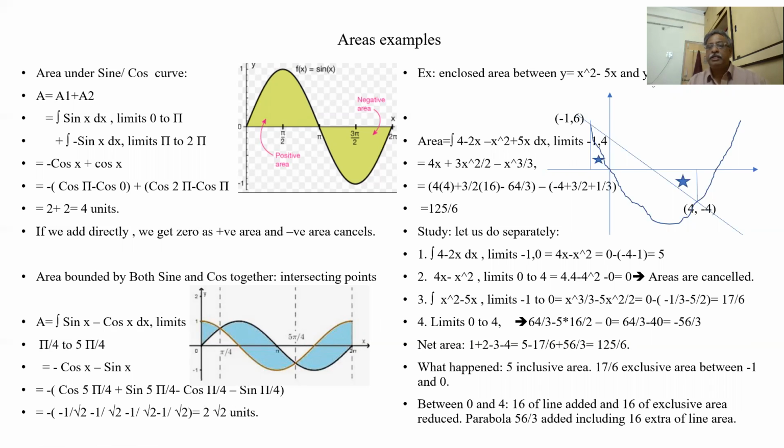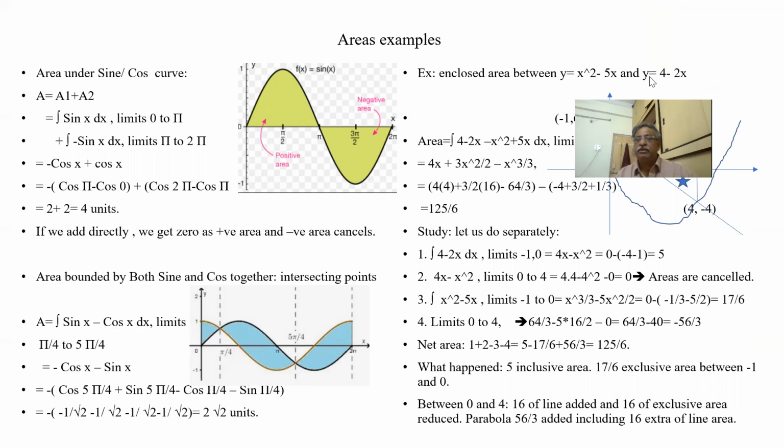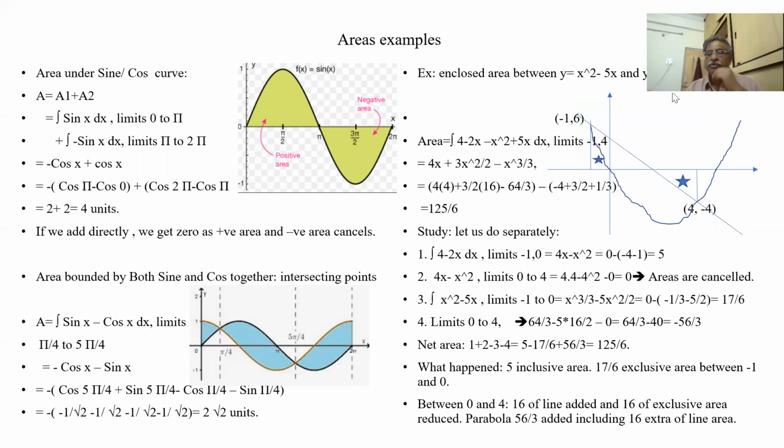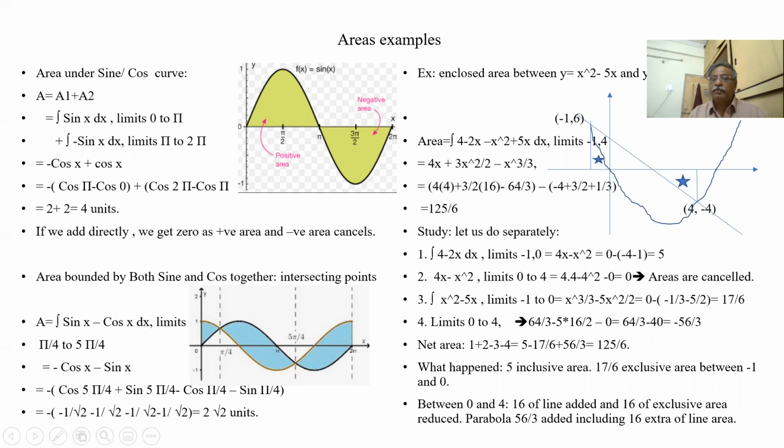Okay. Let us say area between x square minus 5x and 4 minus 2x. So I'm simply taking 4 minus 2x minus x square plus 5x dx, with limits minus 1 to 4. How did we get minus 1 to 4? These are the intersecting points. We have to solve these two equations. When we solve these two, the x values are minus 1 and 4.